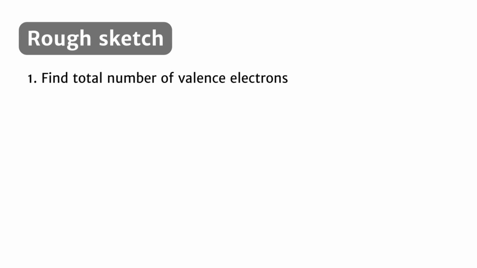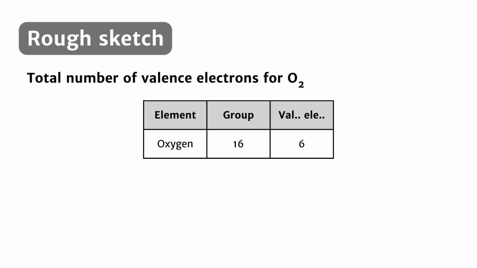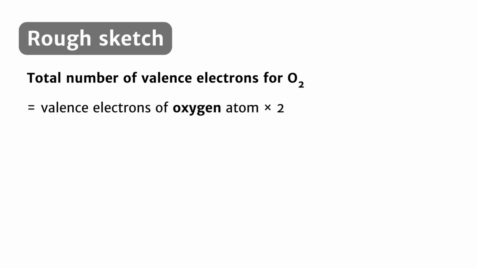Before sketching the rough diagram, we begin by calculating the total number of valence electrons and then proceed to determine the central atom. The total valence electrons in O2 are determined by summing the valence electrons of each atom. Both oxygen atoms, members of group 16, contribute 6 valence electrons. With 2 oxygen atoms in O2, the total valence electrons calculation is 6 for 1 oxygen multiplied by 2, resulting in a total of 12 valence electrons for O2.